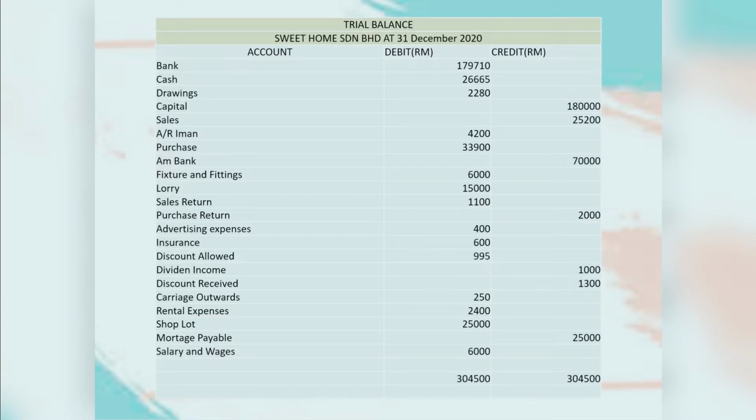As you can see, my team members and I wrote the business transactions into the trial balance. After that, we just need to total off the amounts for the debit and credit columns. As a result, the total of both debit and credit columns are 304,500 ringgit. Both the debit and credit amounts are the same, and this shows that our trial balance is valid and we did not make any mistake.